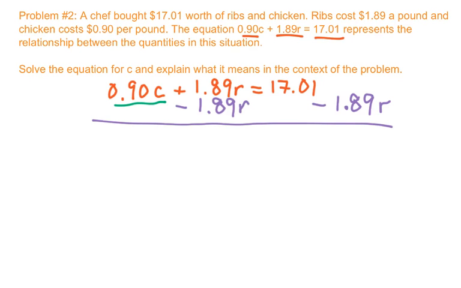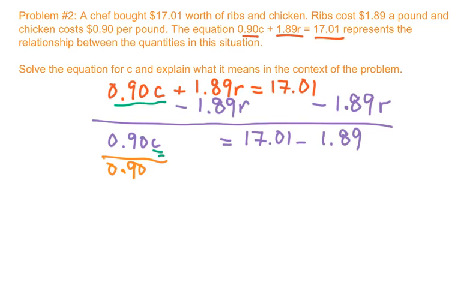So that means I have 0.90c is equal to 17.01 minus 1.89r. Again, I'm going to underline knowing that I've got to get C all by itself. Therefore, I'm going to divide everything or both sides by 0.90. So that means on the left, I've divided it, and I'm going to take each term and divide each term by 0.90. I'm going to go ahead and use a calculator in order for me to do that.